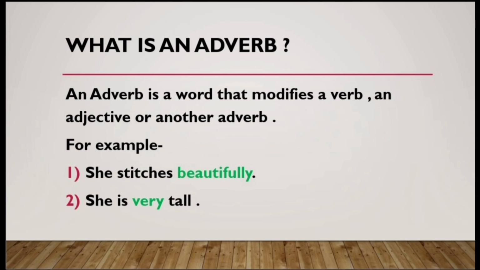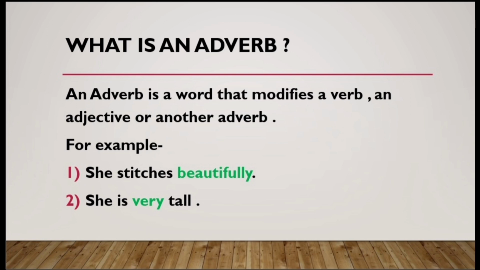She stitches beautifully. Here the word stitches is a verb, and the word beautifully is telling us more about the verb. So here the adverb is beautifully and it is describing more about the verb stitches. Similarly, you have another example.